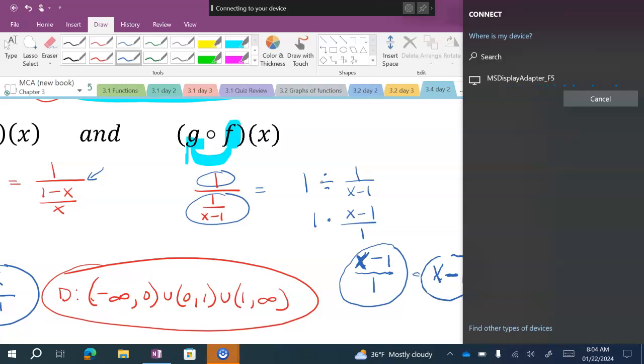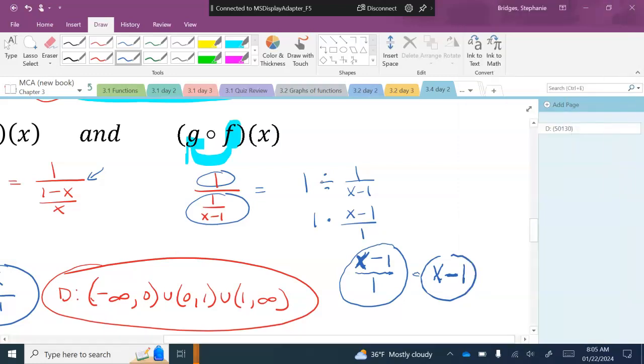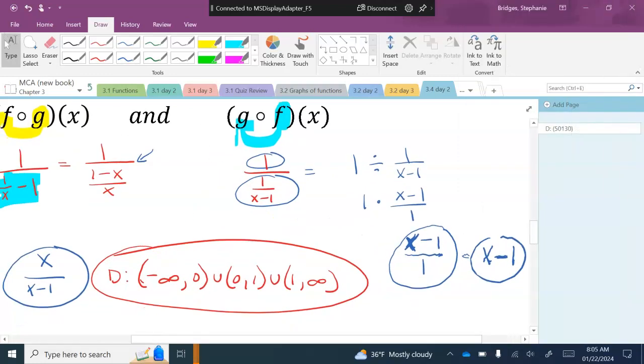Right, and then would our domain be the same? Would we still have to include the restrictions there? Yeah, so the domain is going to be the same as this one because you had your two original functions and part of it disappeared. I'm not going to take up space, but it's the same domain there.